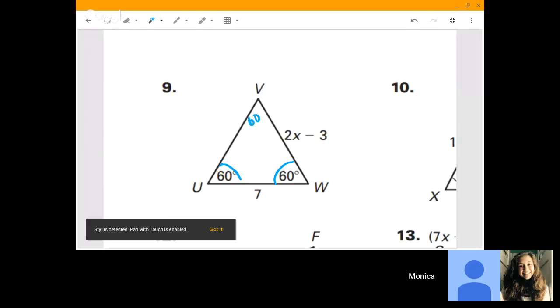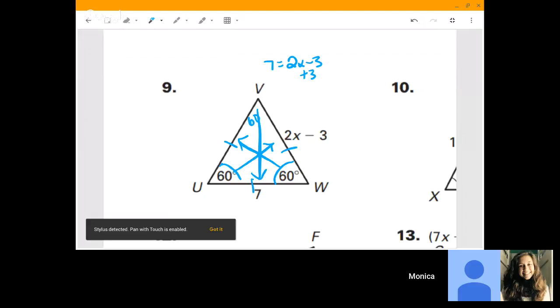So if we know all of these angles are equal, that should tell us that all of the opposite sides are equal, right? So we know that 7 is going to be congruent to that side and is congruent to that side. So we can say 7 equals 2x minus 3. And then solve for x.